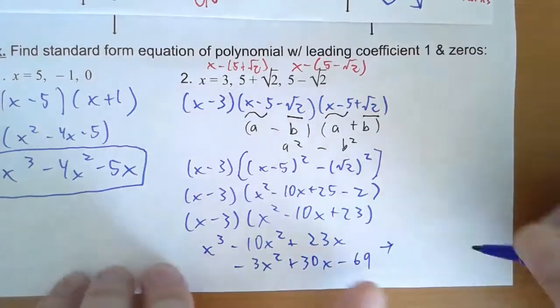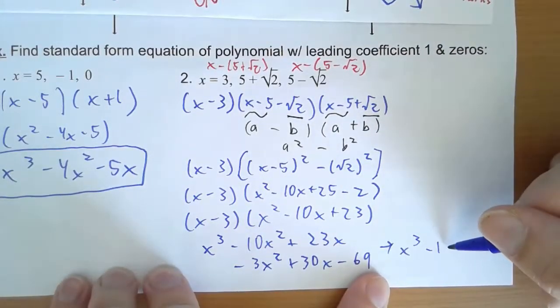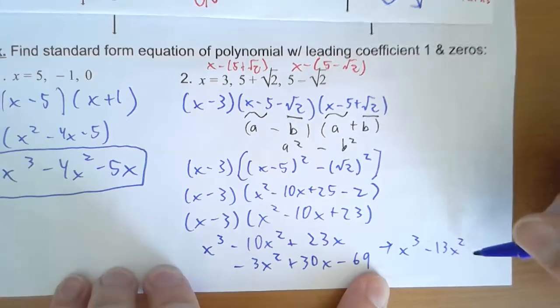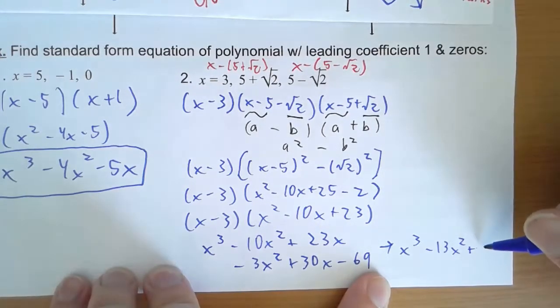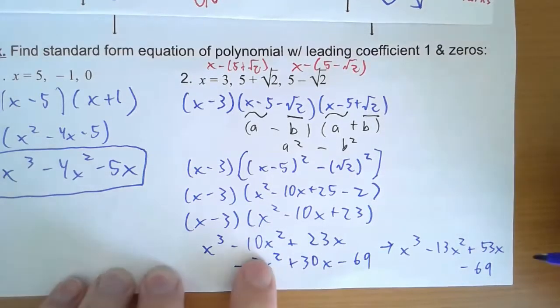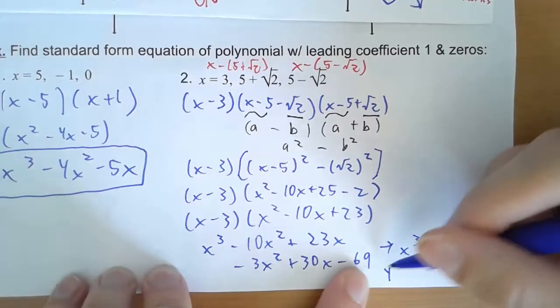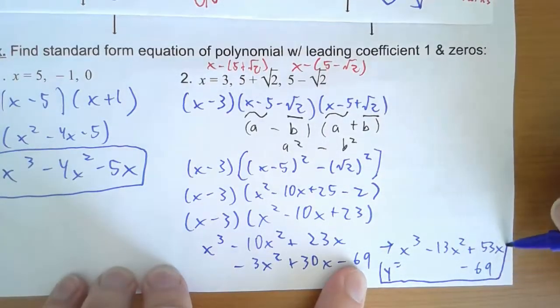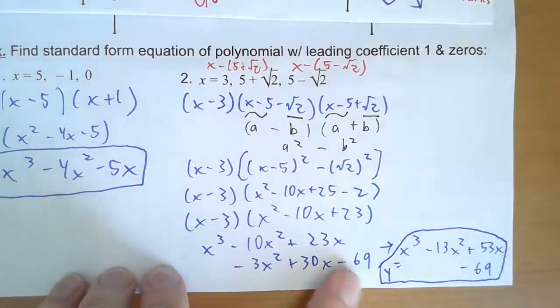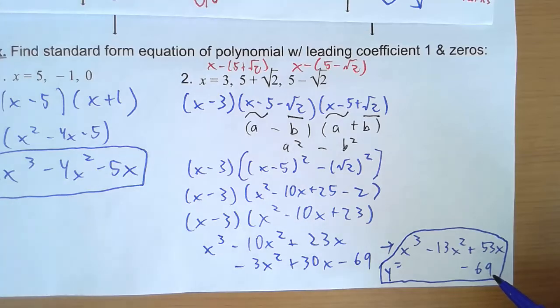And so then I can combine those like terms. X cubed minus 13x squared plus 53x minus 69. And it did say an equation, so I should say maybe y equals here. All right, and there's our answer. Y equals x cubed minus 13x squared plus 53x minus 69.